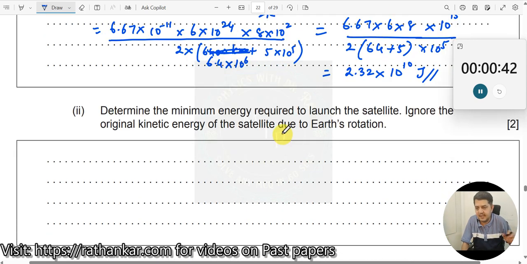Let us look at the second one. Determine the minimum energy required to launch the satellite. Ignore the original kinetic energy of the satellite due to Earth's rotation. Okay, so minimum energy. See, this is the Earth over here, and what is that you want to do? Now the satellite should be started from here, launched here at this height over here. It should be kept over here.